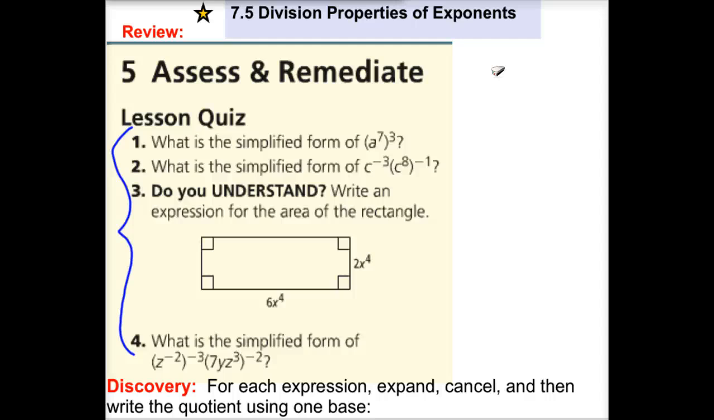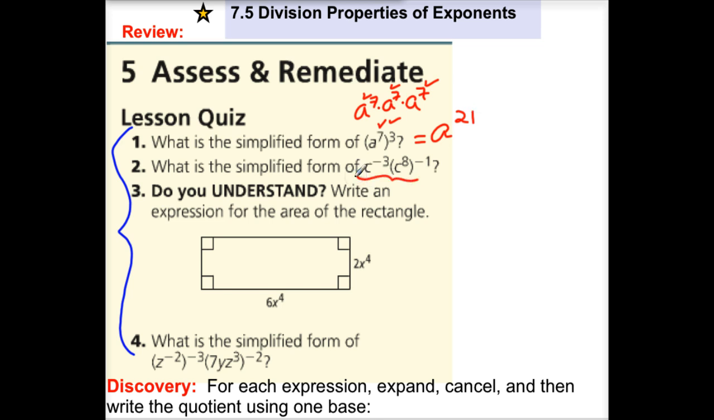What is this simplified form? This is power to a power. Again, that's a to the 7 three times, if I forgot what to do with those and I'm debating whether I add them or multiply them. That would be 7 a's and 7 a's and 7 a's, giving me a to the 21st. I multiply those exponents.